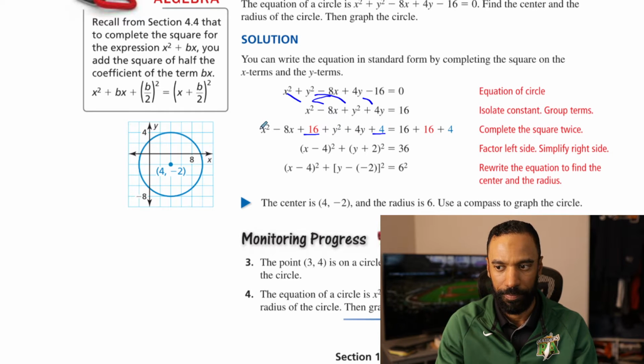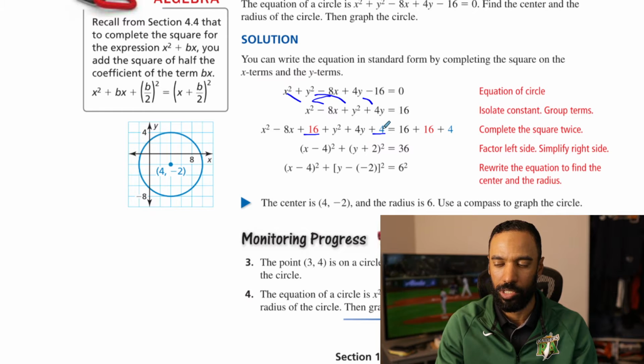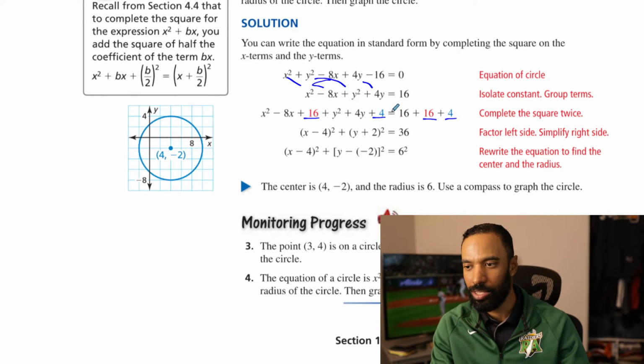And they complete the square. Divide this term by 2 and square it. Divide this term by 2 and square it. And whatever you add to this side, you also add to the other side. So they do completing the square there.